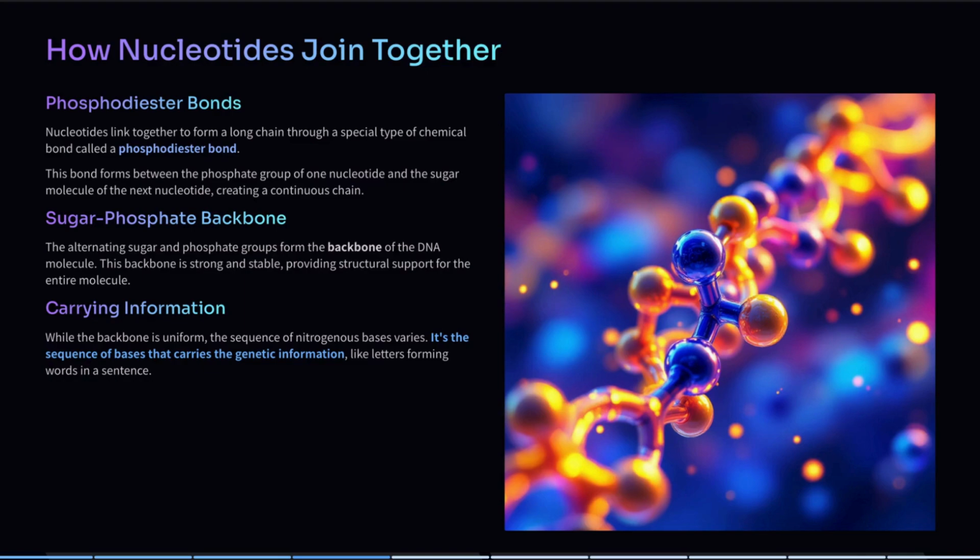These nucleotides join together to form a long chain. They are connected by phosphodiester bonds, which form between the phosphate group of one nucleotide and the sugar of the next. This creates what is called the sugar-phosphate backbone. The sequence of nitrogenous bases along this chain is extremely important because it carries the genetic information.